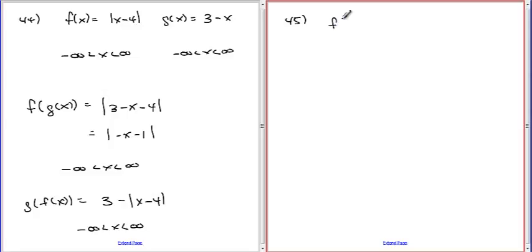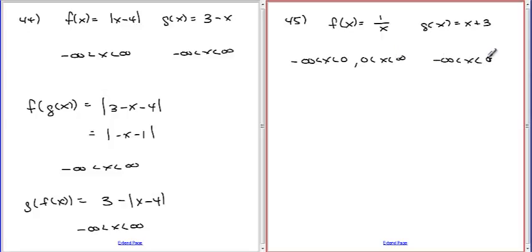Okay, f of x is 1 over x. G of x is x plus 3. So rational functions, the only time this doesn't work is if the denominator goes to 0. So what we can say is that the domain is such that you can go all the way from negative infinity to 0 and all the way from 0 to positive infinity, but not including 0. The second one is just a linear equation, so that works.